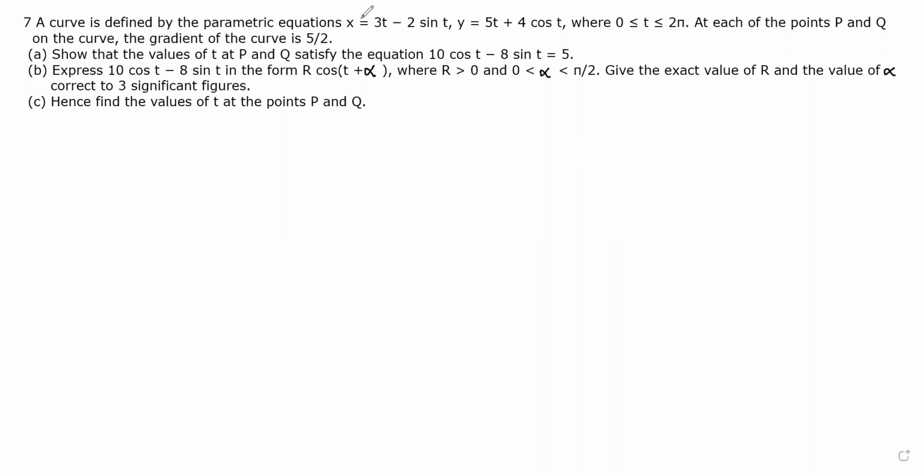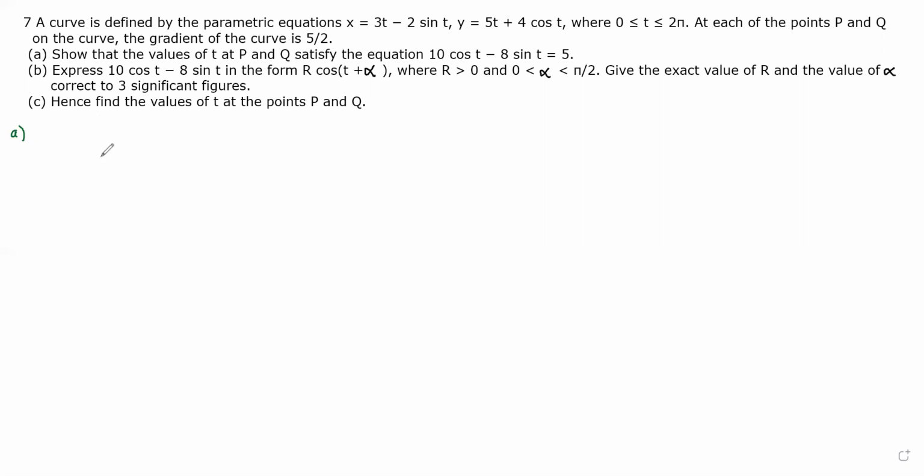We are given a curve defined by the parametric equations x equals 3t minus 2 sine t, and y equals 5t plus 4 cos t. t takes any values between 0 and 2 pi. At the points P and Q, the gradient of the curve is 5 over 2. Part A, we need to show that the values of t at point P and point Q satisfy the equation 10 cos t minus 8 sine t equals 5.